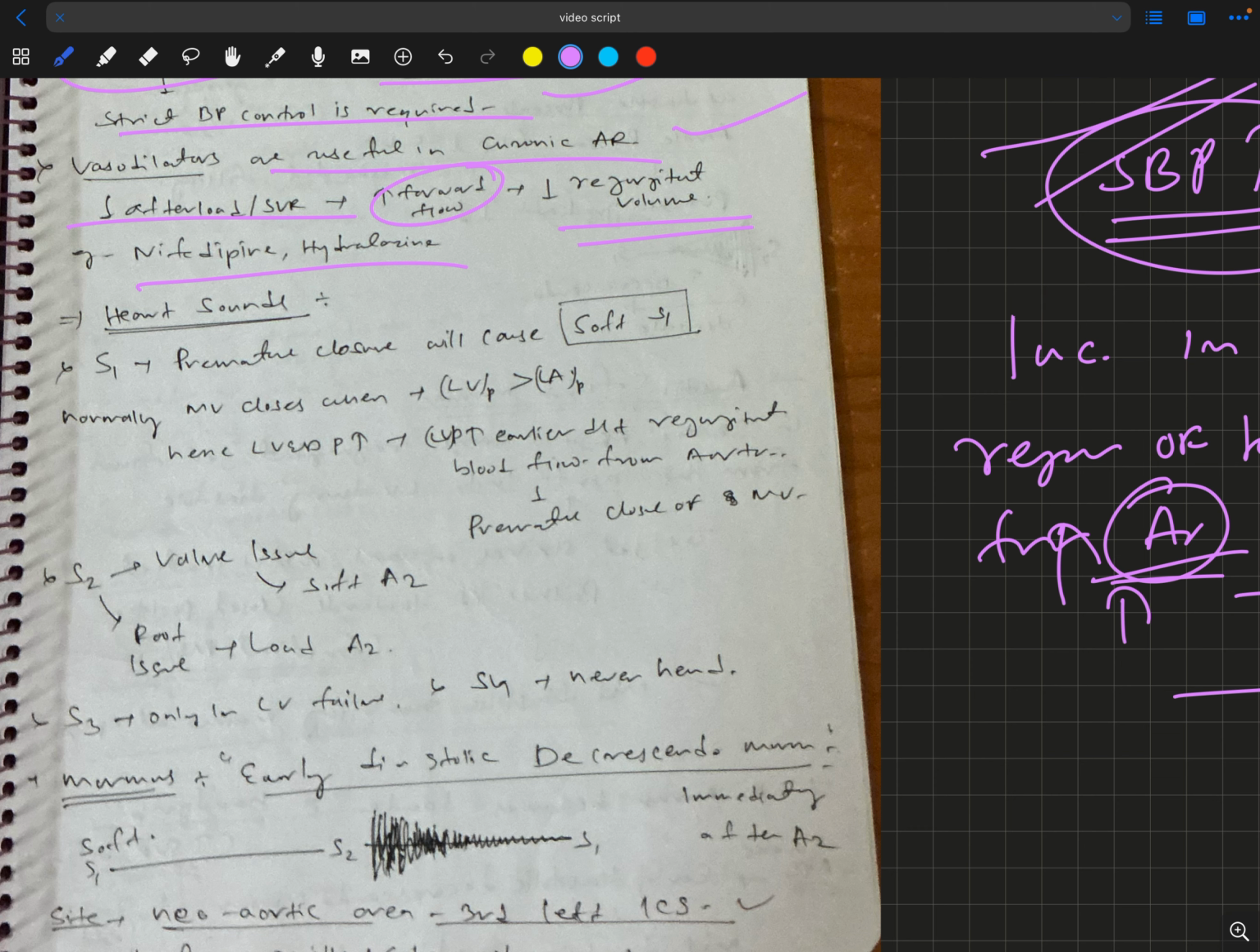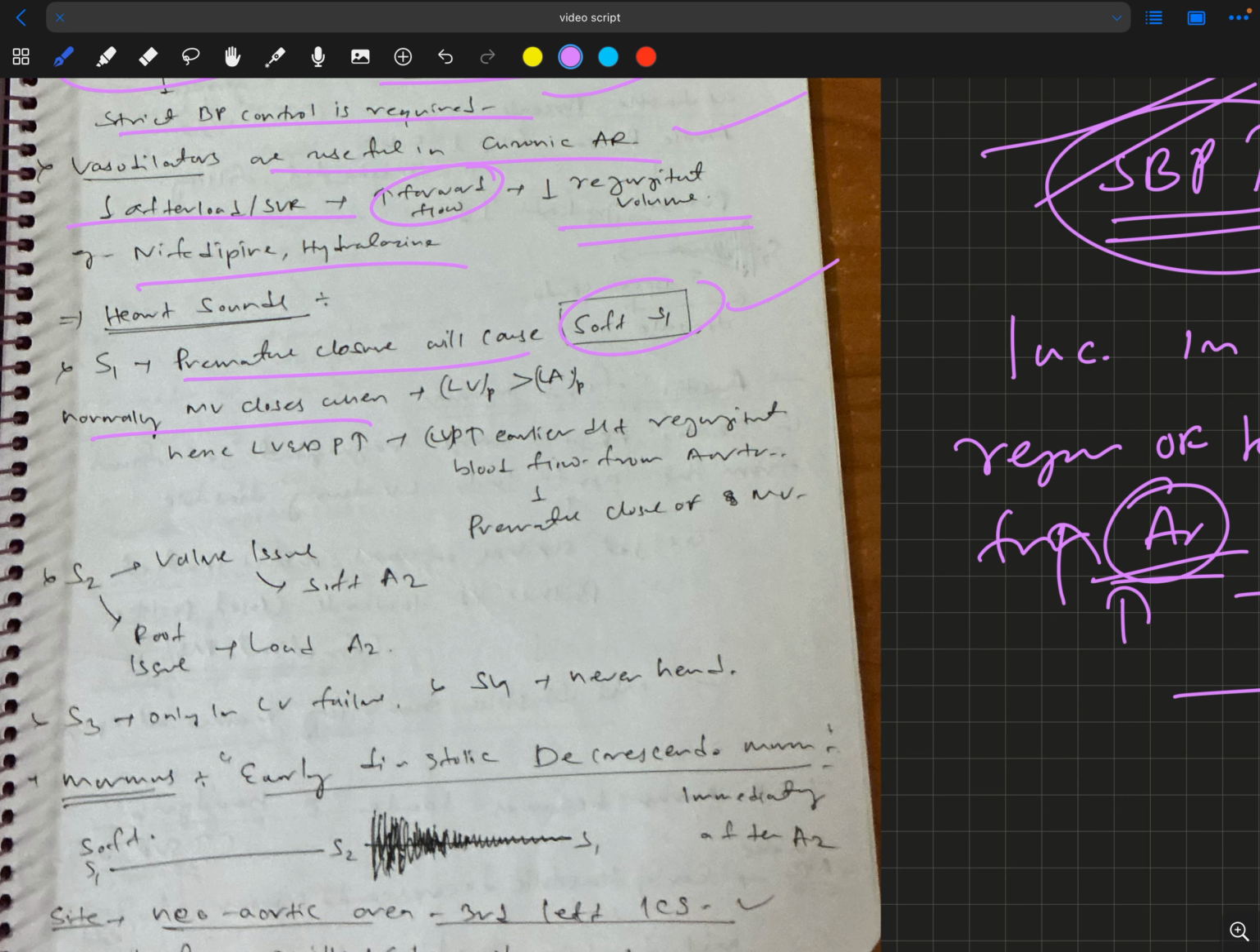S1 here is in a volume overload state inside the left ventricle. So there will be a soft S1 because the S1 is floating in the blood, due to volume overload. Another thing is, premature closure will cause soft S1.